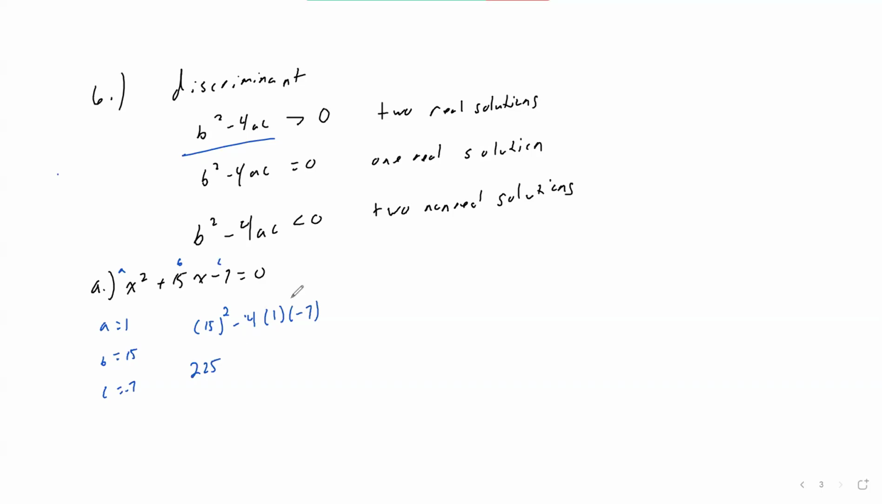And then 4 times 1 is 4. And then 4 times negative 7 is negative 28. With this negative, that makes it a positive 28. And so then that would give me 253, which is greater than 0. So there will be two real solutions.